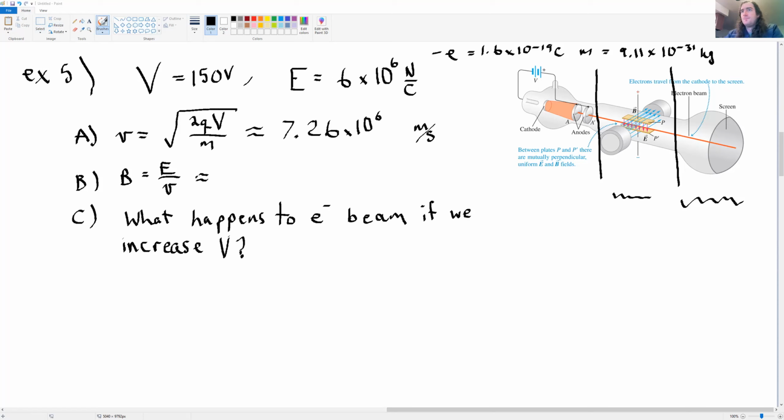Okay, so 6 times 10 to the 6 divided by this answer from before, 0.826 or 27 Tesla. Pretty big magnetic field.